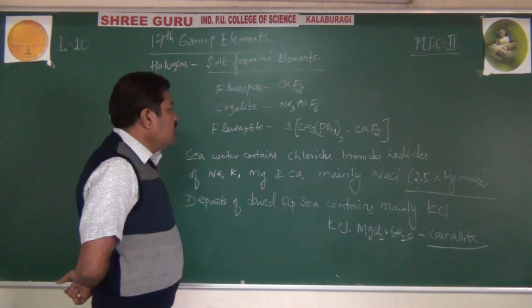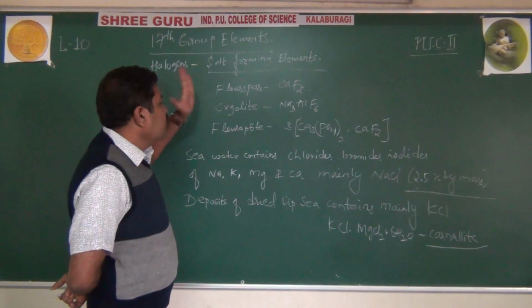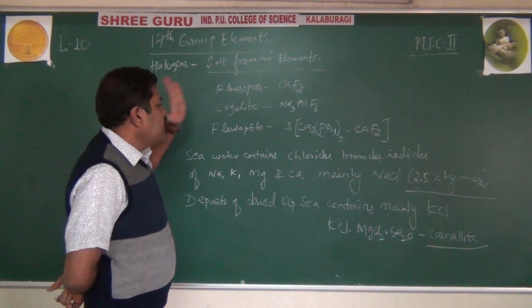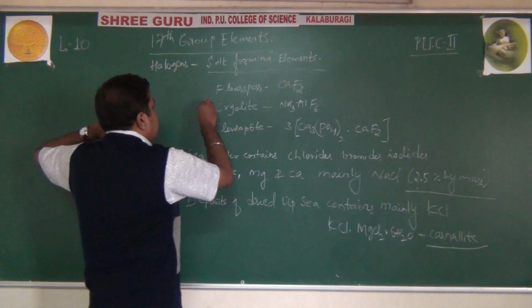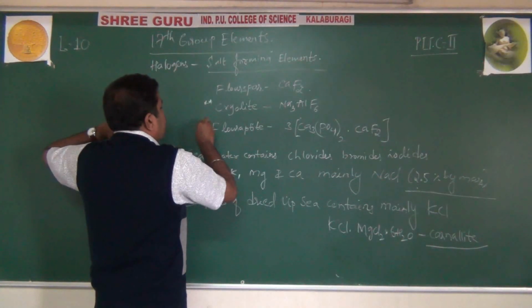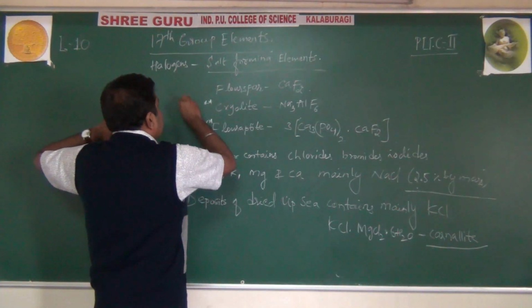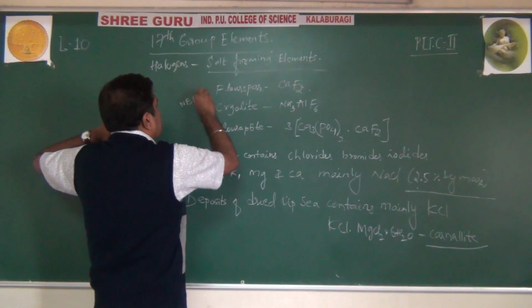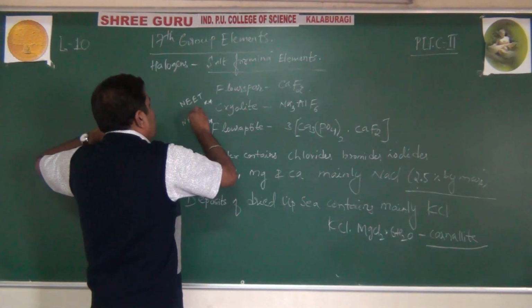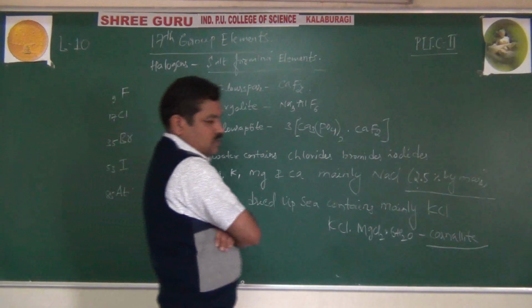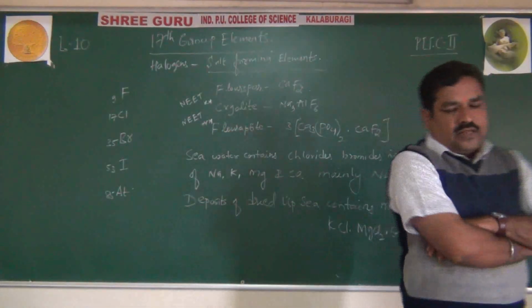This is about the sources, but mainly fluorine is present as fluorspar, cryolite, fluorapatite. This is once again very important for 1 mark questions, for theory as well as NEET. Try to remember for maintenance. This is regarding the source.